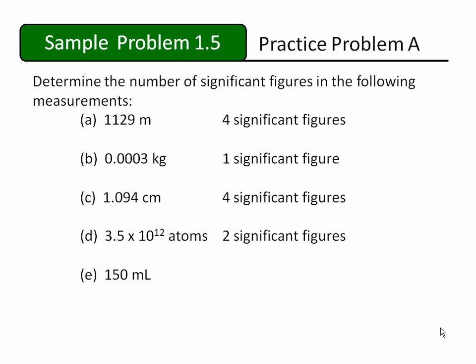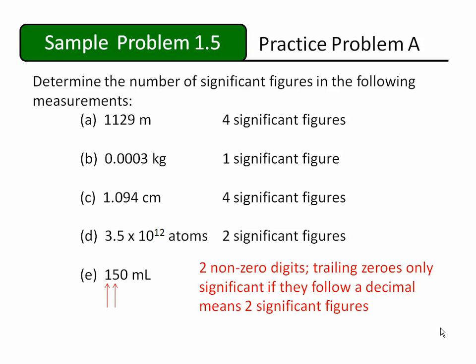In the value 150 milliliters, obviously we have at least 2 significant figures with the 1 and the 5, but we also see a 0. And the rule for trailing zeros is that they are only significant if they follow or are shown with a decimal point. There's no decimal point shown in this measurement, so 150 milliliters has 2 significant figures.